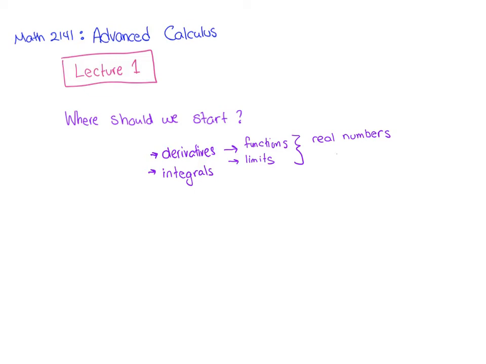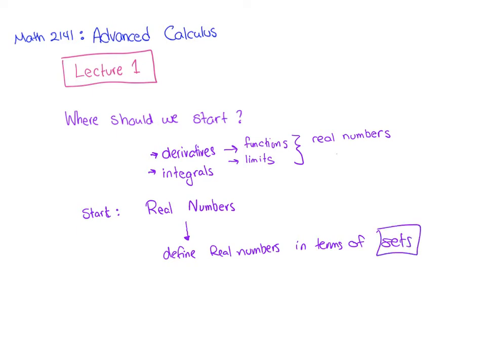So where we're going to start in this class is with real numbers, and think about how we can find out what real numbers are. How do we actually define what real numbers are? It turns out we need to go back a little bit before that even. We're going to define real numbers in terms of a set with certain properties. So in this lecture, we're going to talk about sets. That's going to be our starting point.